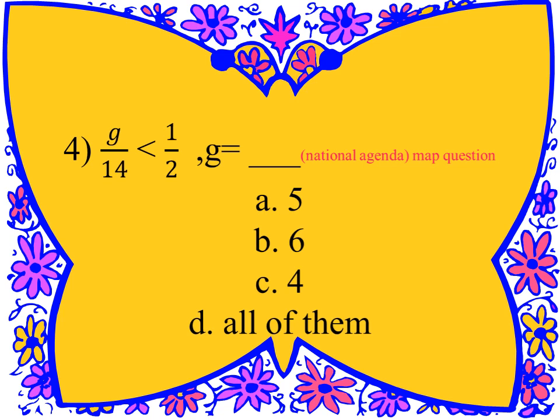Okay, now let's make the denominators the same. Can I make 2 into 14? Yes, I can make it. How? Good, multiply by 7. So 2 by 7 and also 1 by 7. 1 by 7, 7 out of 14. So 7 is greater than G, so G is any number less than 7. So it could be 5, could be 4, could be 6. So all of them are correct.